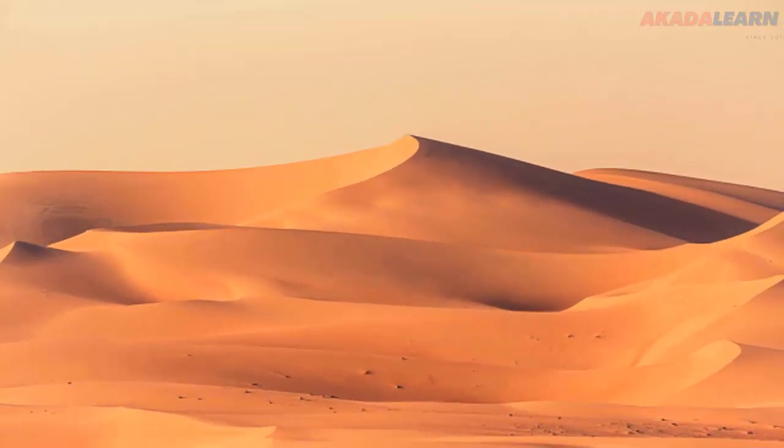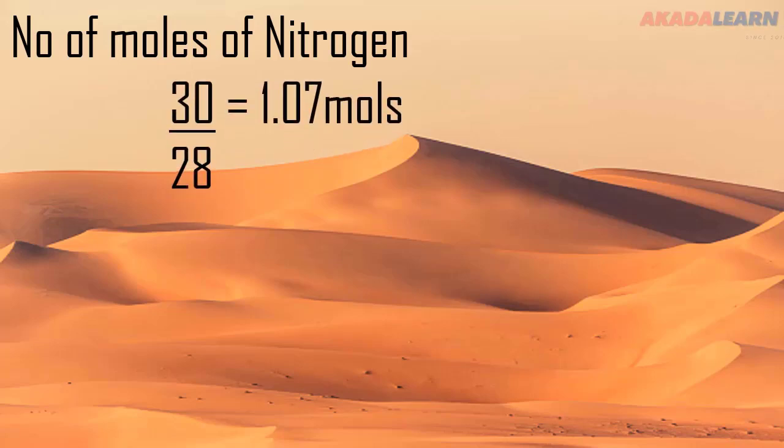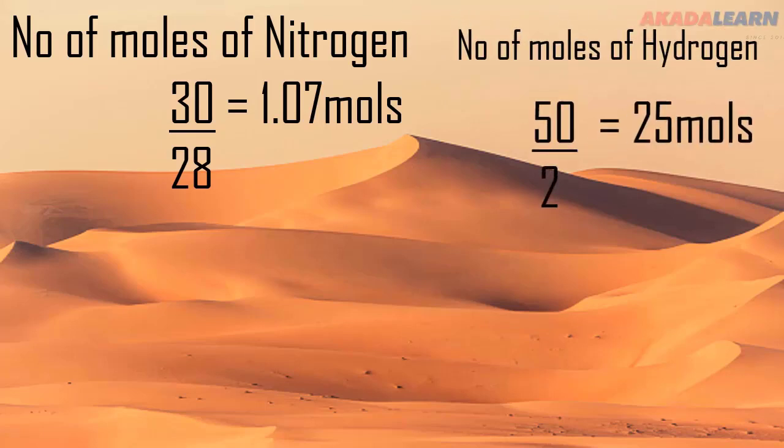So now we are going to start this calculation by calculating the number of moles of each of the elements present. So number of moles for nitrogen would be its mass divided by the molar mass. That will give us 30 divided by 28, that's 1.07 moles. That for hydrogen would give us 50 divided by 2. Don't forget, hydrogen has a mass of 1, but because it comes as H2, so the mass now becomes 2. So 50 divided by 2, that will give us 25 moles.